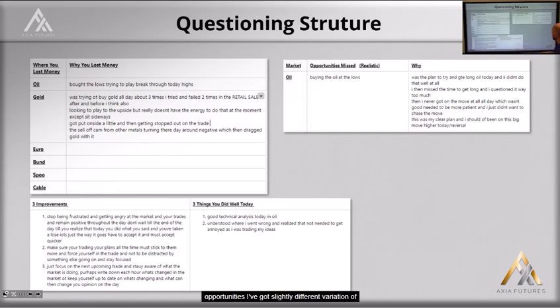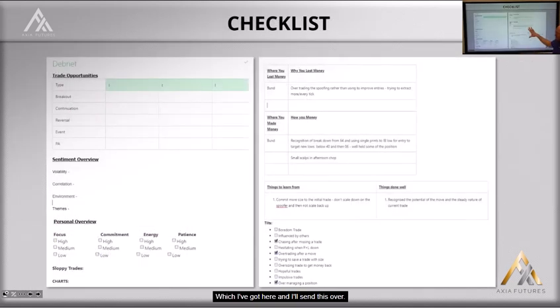Opportunities, I've got a slightly different variation of opportunities, and this is a variation of, well, how do you create a playbook? You identify things that happened, where they happened, what happened, and how you could trade those. So opportunities, you do miss, but again, slightly negative. Opportunities on a whole.